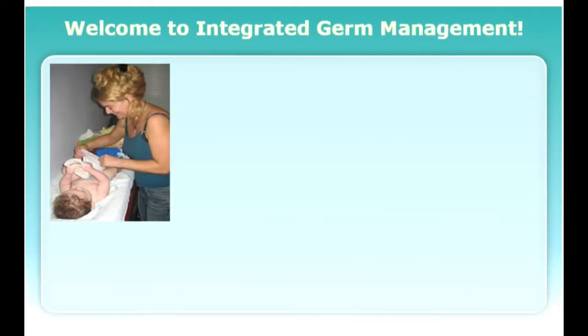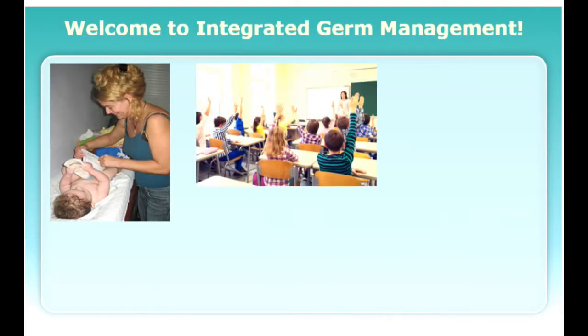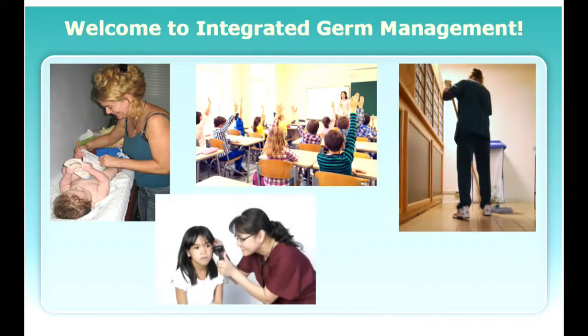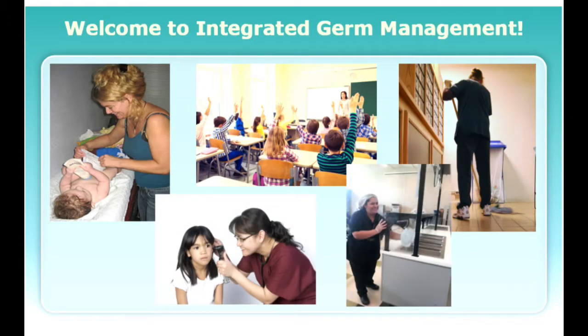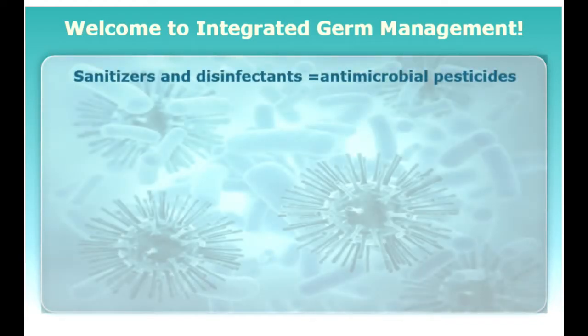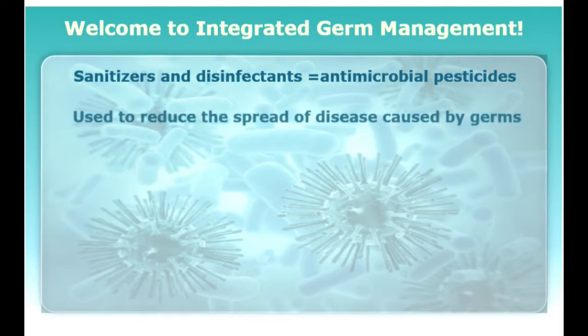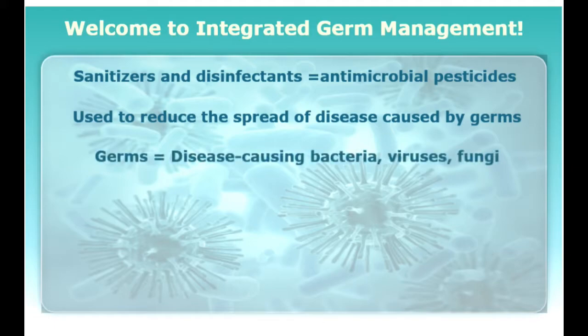Whether you're a child care provider, a school teacher, a custodian, a school nurse, or a nutrition services worker, you probably use a certain kind of pesticide every day at your work. Sanitizers and disinfectants are in the category of pesticides called antimicrobial pesticides. We use antimicrobial pesticides to reduce the spread of disease, including ones caused by bacteria, viruses, and fungi. These disease-causing microorganisms are what we commonly call germs.